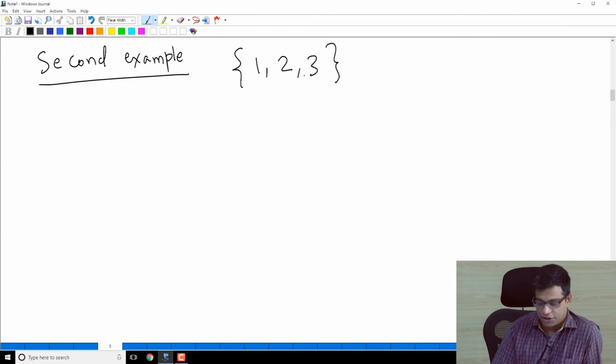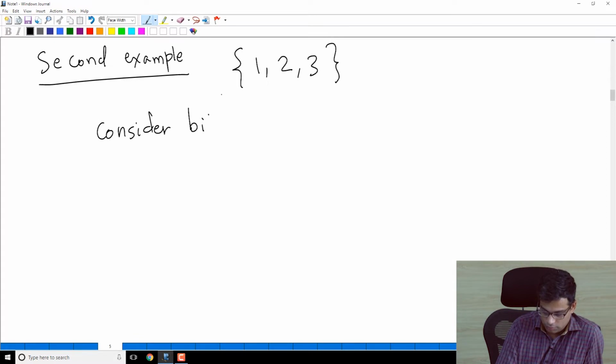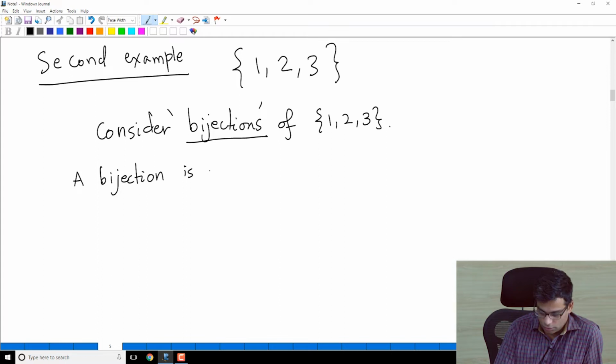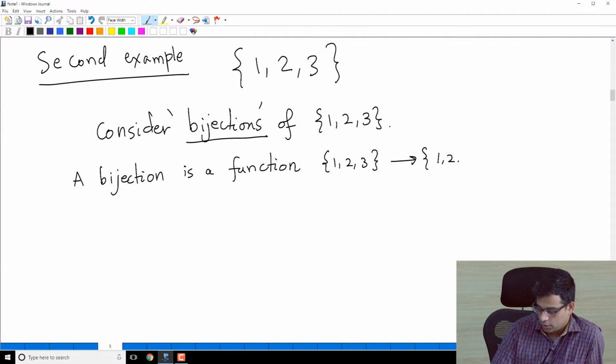So, you all know what is a bijection of this set. I am going to consider bijections of 1, 2, 3. A quick recap of the definition of a bijection. What is a bijection? A bijection is a function from 1, 2, 3 to 1, 2, 3 which is 1-1 and onto.